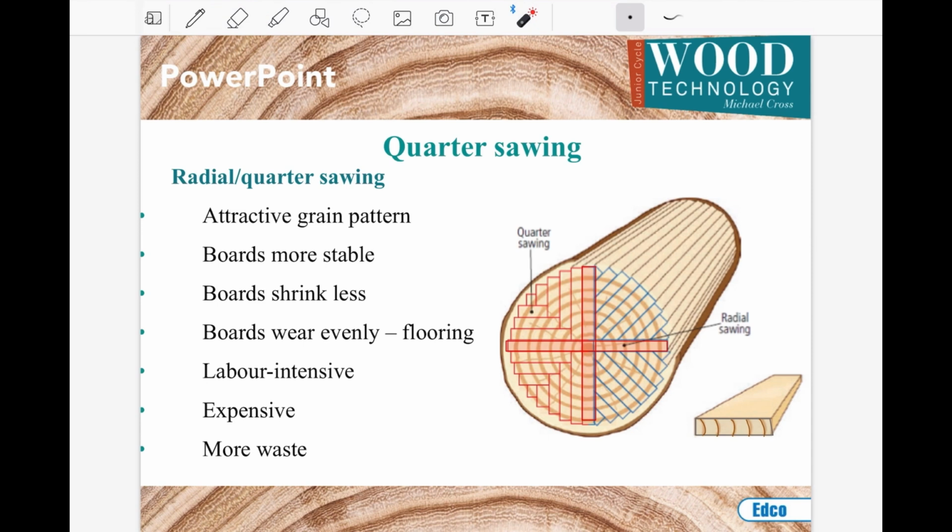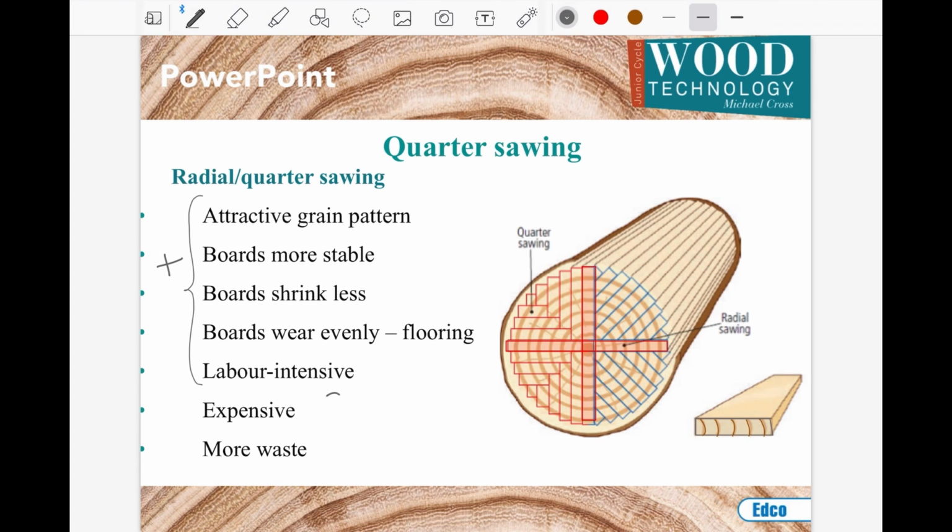expands and then contracts. So it gets bigger and it gets smaller, and you don't see that floor expanding and contracting. But because you use quarter sawn boards, there is less of that happening. So there's less expansion, less contraction, because they're not moving as much, they're not shrinking as much. And it also means that they wear evenly through people walking across the floor because the grain is nice and even. Now, just to tie this in with the first slide, these are all positives. Positive reasons as to why you would want to use quarter sawing.